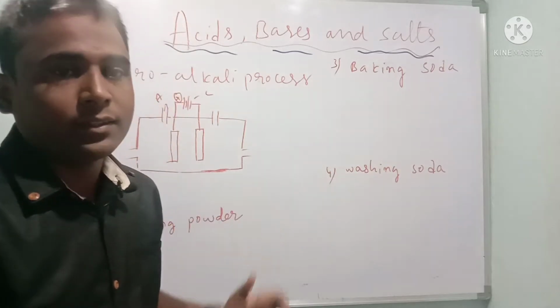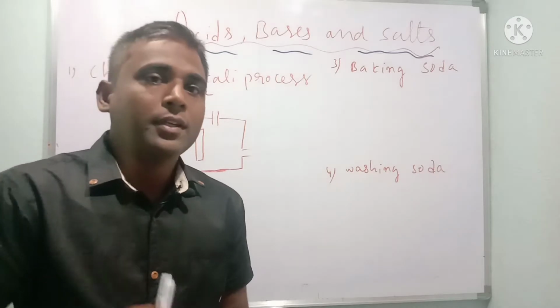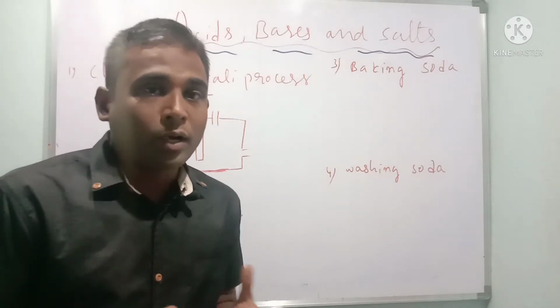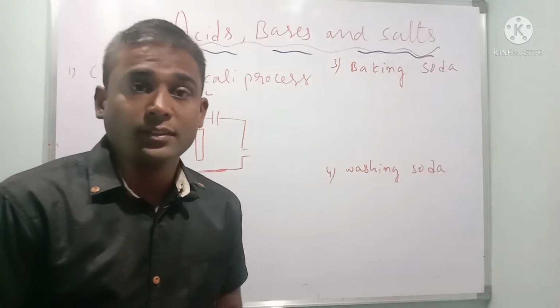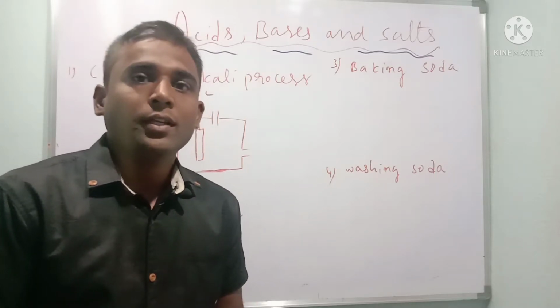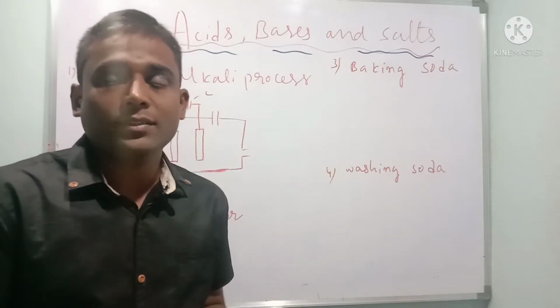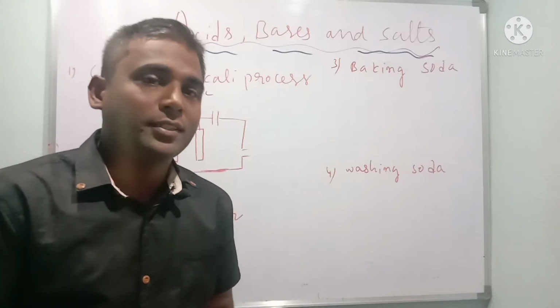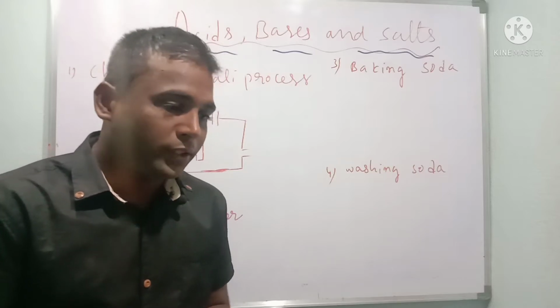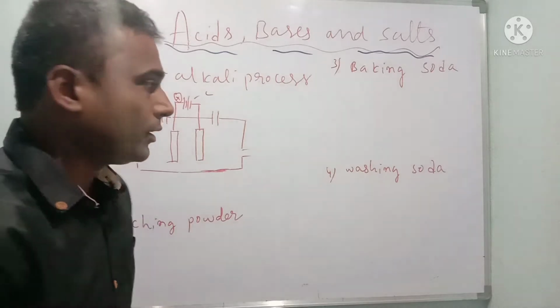In the previous class, we discussed acids, bases, and how to identify acids and bases. After that, we discussed the importance of acids, their preparation, the action of acids with metals and carbonates, and also neutralization. In this class, we are going to discuss the remaining topics. So let us learn without wasting time.